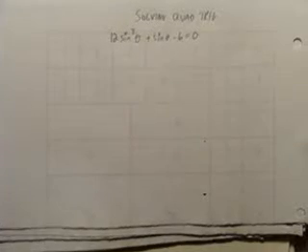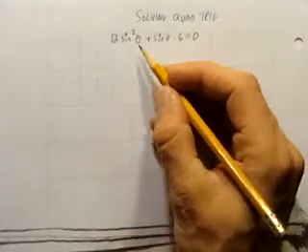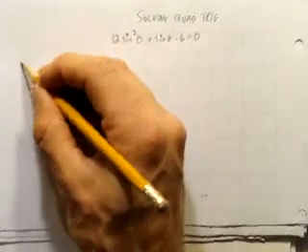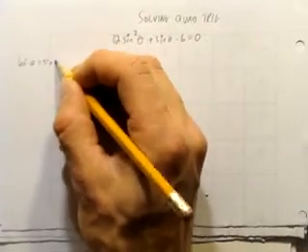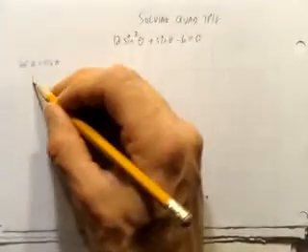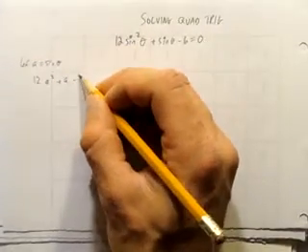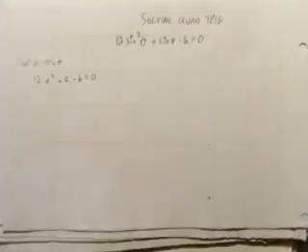Let's try solving a quadratic trigonometric equation. It says 12 sine squared theta plus sine theta minus 6 equals 0. The first thing to do is let a equal sine theta. It makes your life so much easier, because now you get 12a squared plus a minus 6 equals 0.